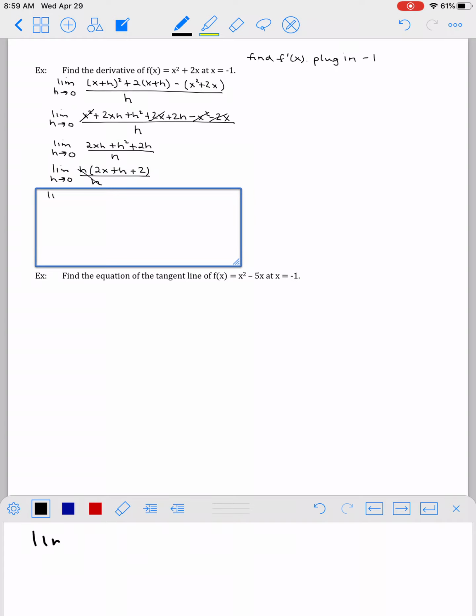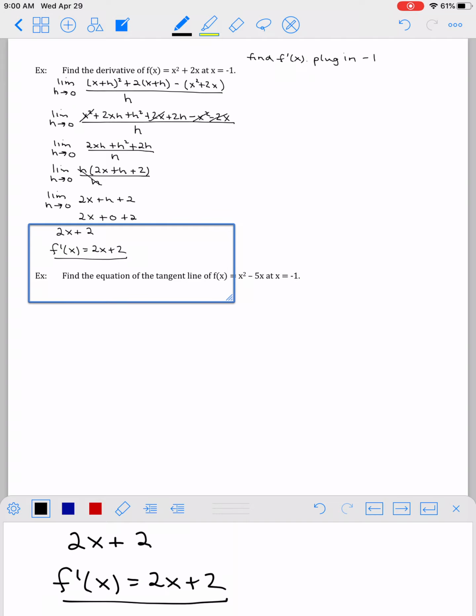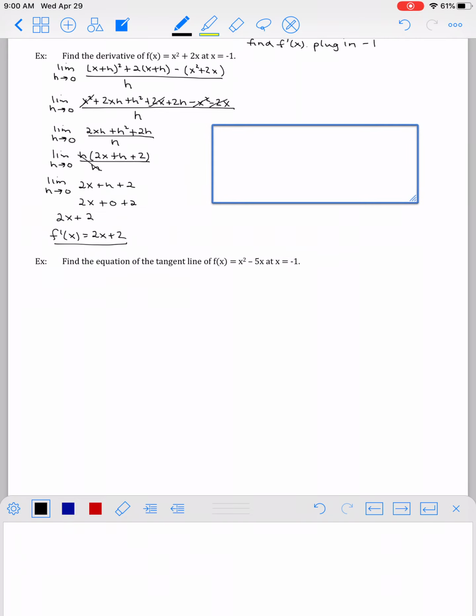limit as h approaches 0 of 2x plus h plus 2. Now I can plug in the 0, so 2x plus 0 plus 2, and that's 2x plus 2. So my derivative, f prime of x, is 2x plus 2. So that's my derivative.